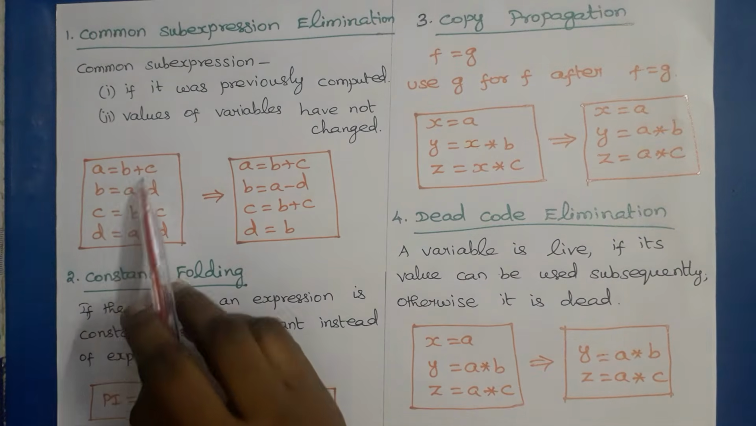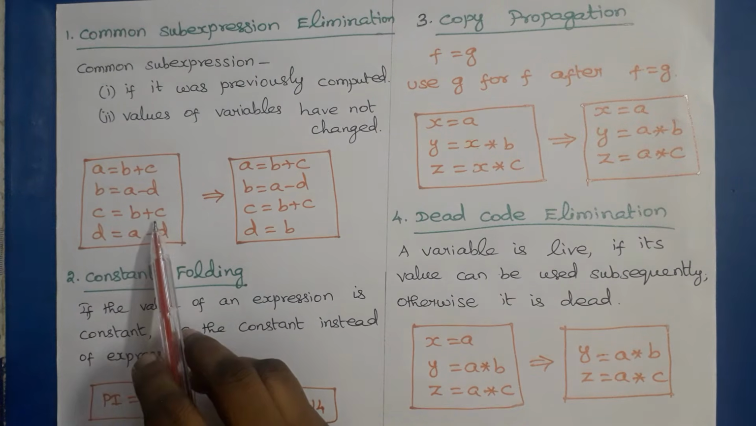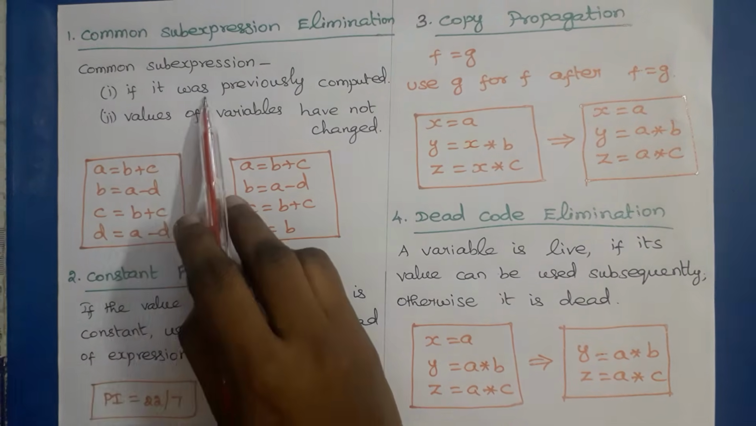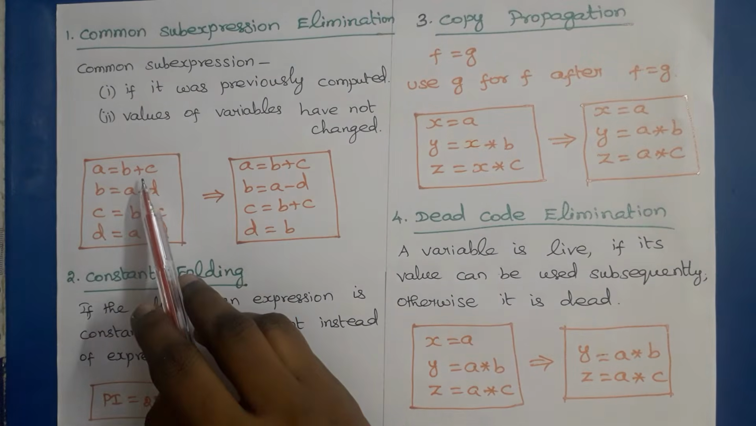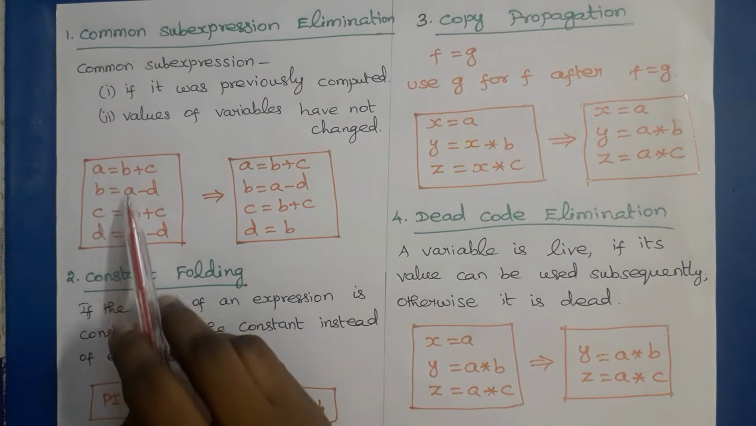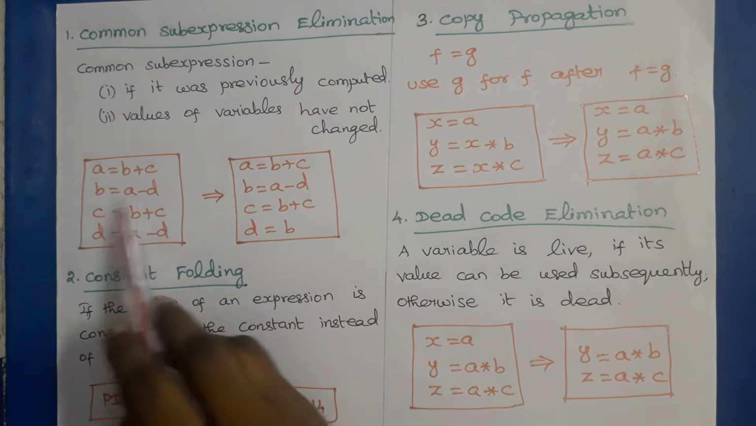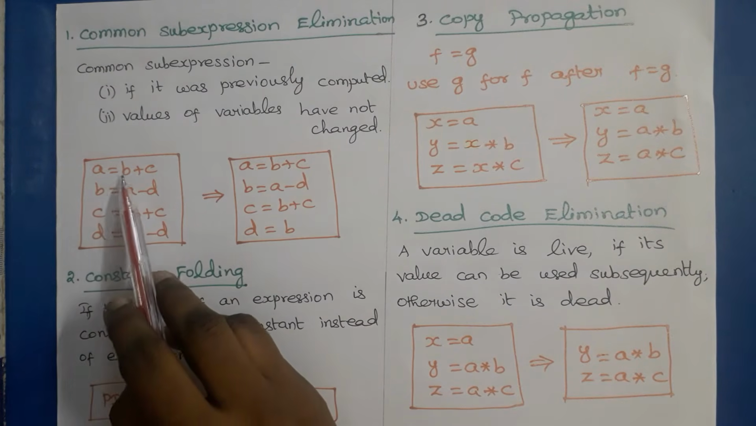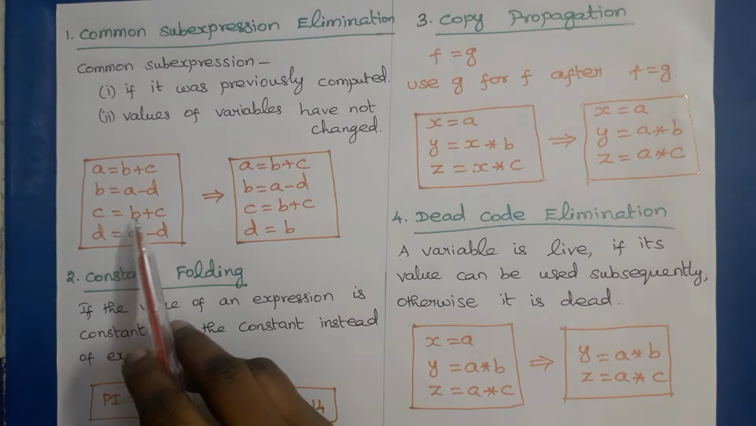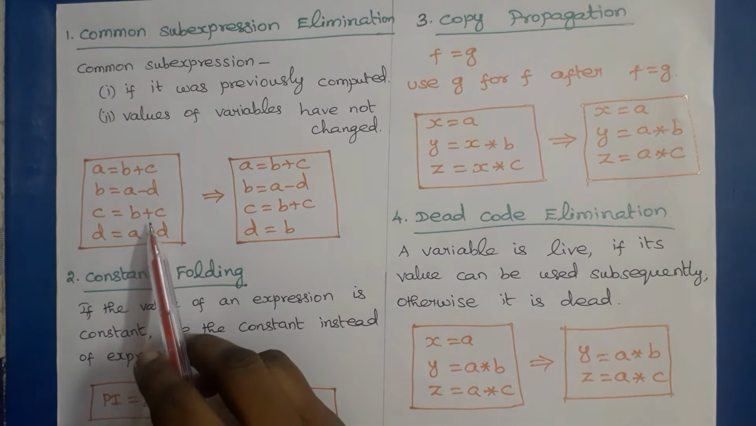But consider b plus c in this third statement. It is not a common sub-expression because, although it was previously computed in the first statement, the values of variables have changed from that computation. Here b is recomputed in the second statement. So the value of b in the first statement is not equal to that in the third statement. So we cannot say that b plus c is a common sub-expression.